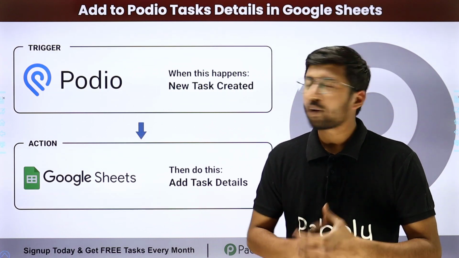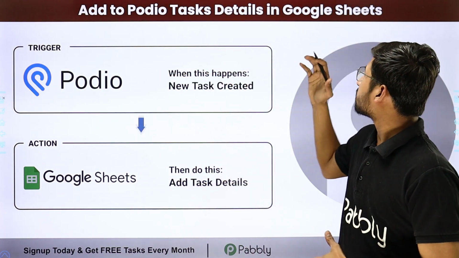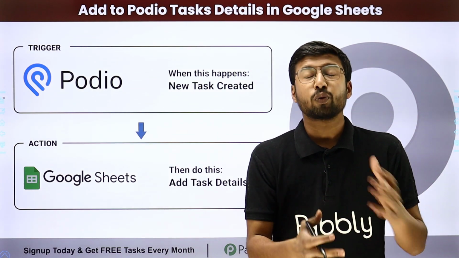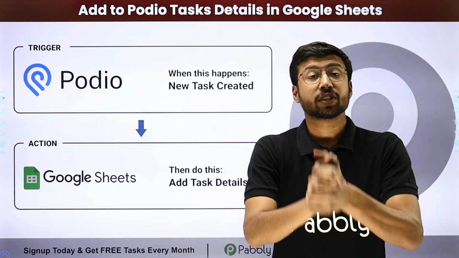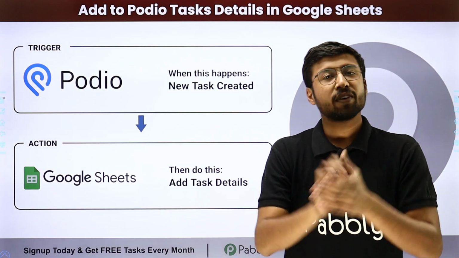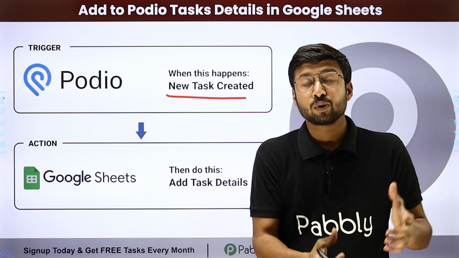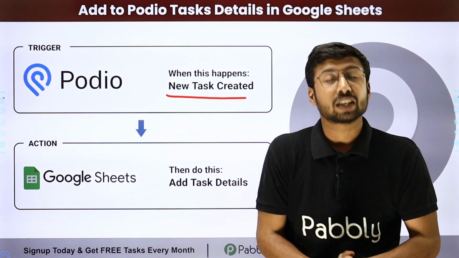So in this video, we are going to learn how to add Podio Task Details in Google Sheets. Let's say you're using Podio as a platform to create and manage all the work-related tasks with your team members. Now you want that whenever you add a new task in your Podio account, you add the same task in Google Sheet to maintain a record of all the tasks over there.